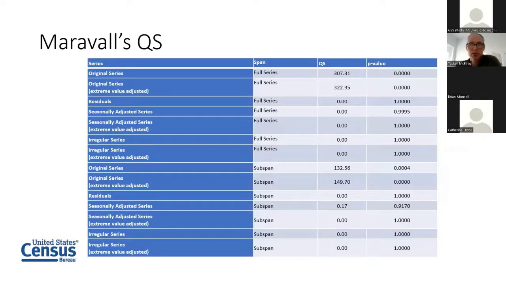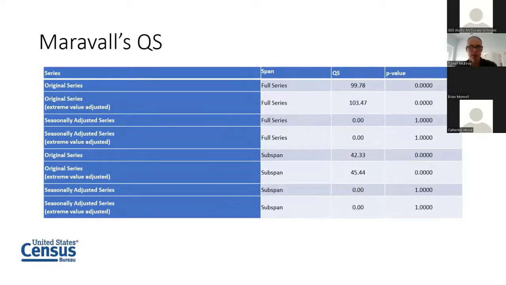Here's the chart. Just focus on the first part here where it has the full series. In the first two rows, you see that QS has large values for the original series and the p-value is 0. So there's seasonality. Then when we go down to row 4 of the seasonally adjusted series, now the p-value is 0.9995, saying the seasonality has been removed. There's some additional output. I won't go over this.